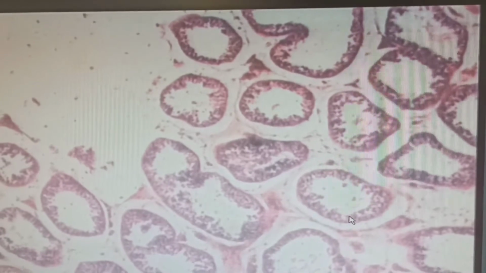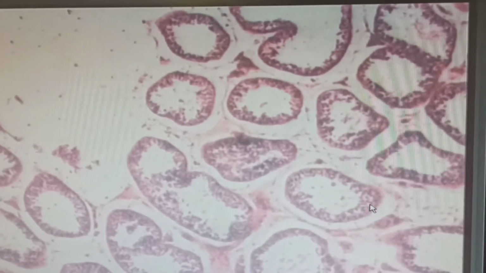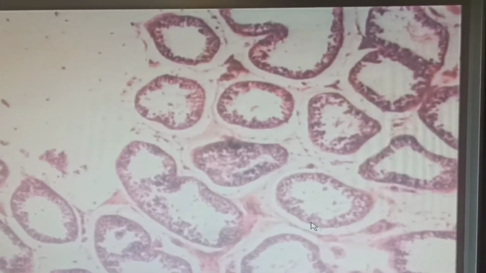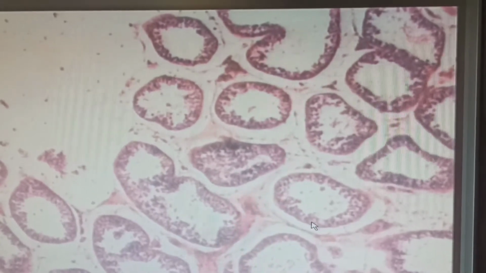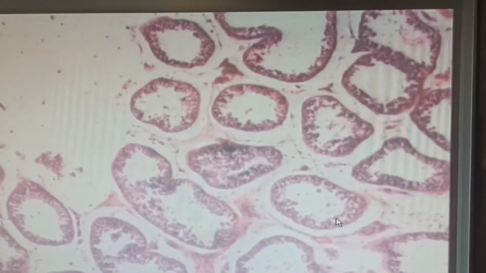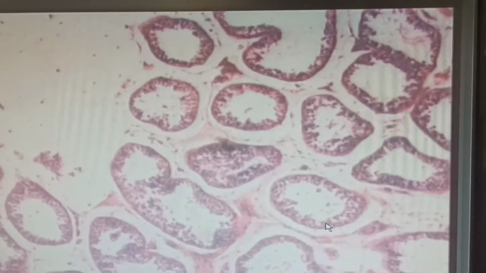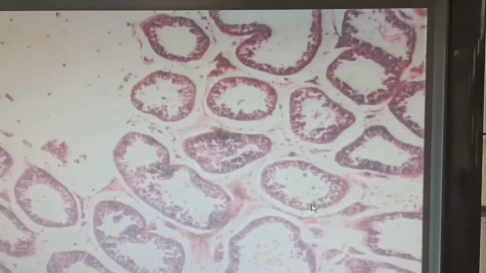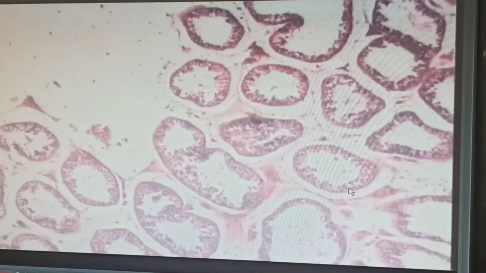Within the tubules, you can see the germinal epithelium or spermatogenic epithelium, and it's a stratified, unusual stratified epithelium with different types of spermatogenic lineage and one cell, the Sertoli cell.